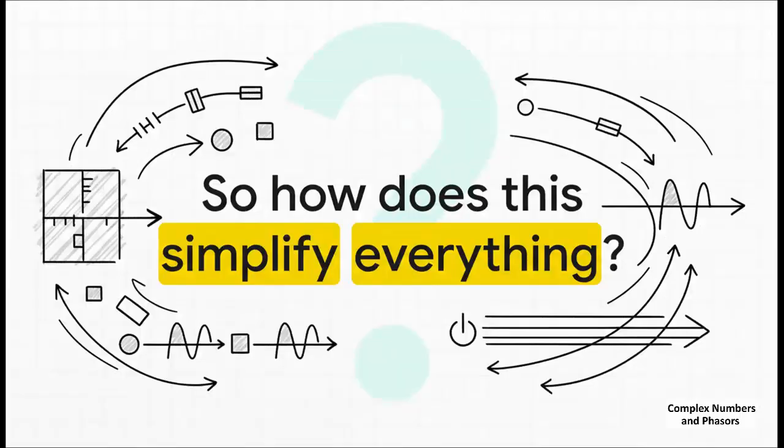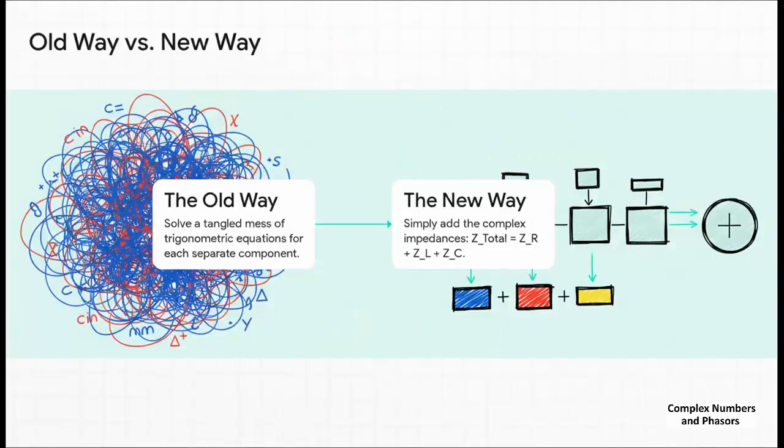All right, I get it. It's a clever way to describe things. But I promised this would make the math simpler. Well, here it comes. This is the big payoff. Just look at this. The old way, a tangled nightmare of sines and cosines for every single part of your circuit. The new way, if your parts are in a series, you just add their impedances. That's it. You add up the real parts, add up the imaginary parts, and you're done. Decades of brutal trigonometry just got replaced by simple addition. It's a total game changer.